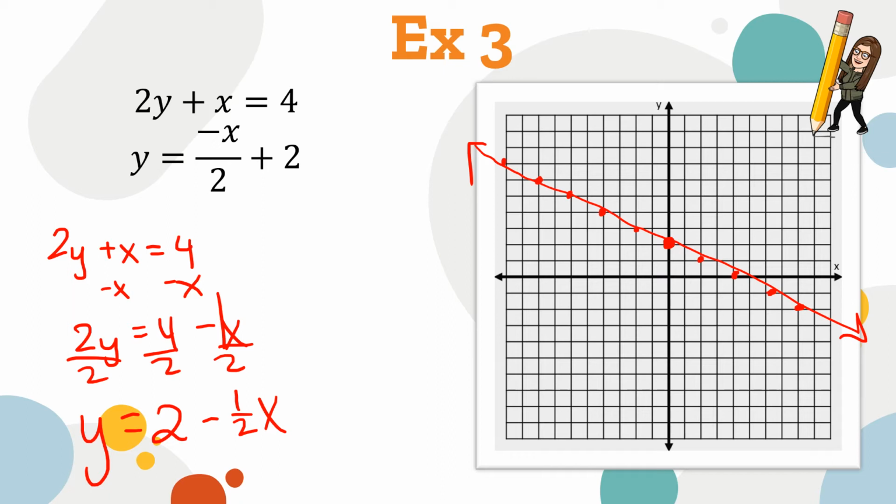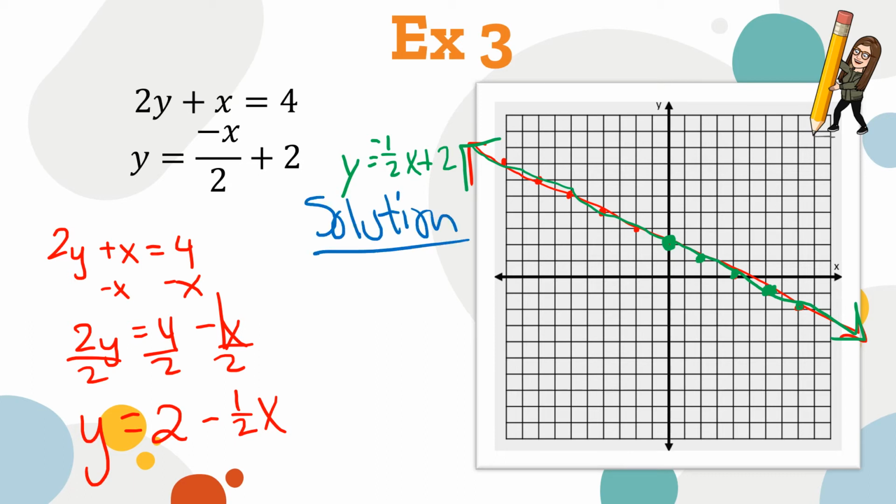The next line, y is already solved. I'm just going to rewrite it a little bit. This is like -1/2x plus 2. Wait a second. I'm starting at 2 and I'm going down 1, right 2. It's the same line. It's the exact same line. So when you are asked for the solution, if I ask you, where do these two lines cross? We would say always. They cross everywhere.